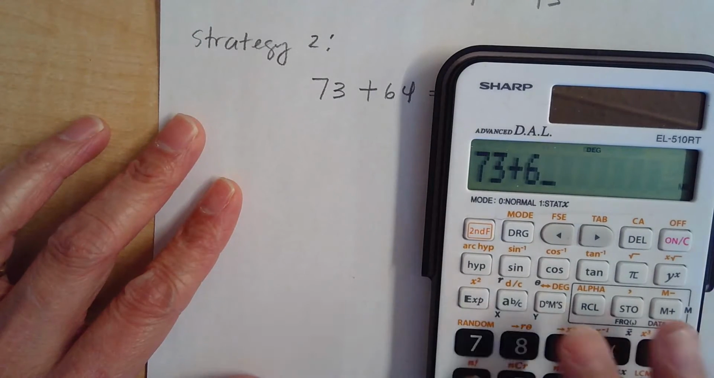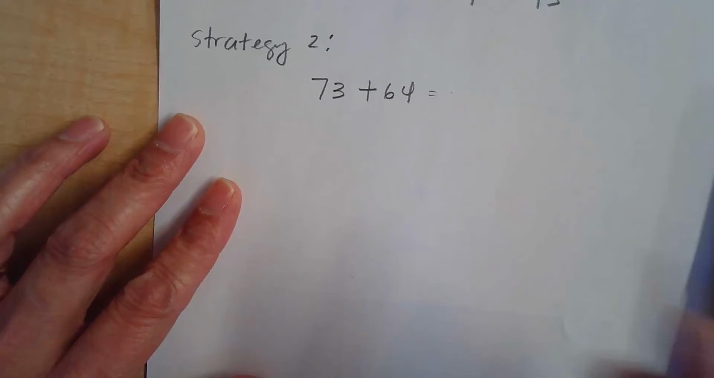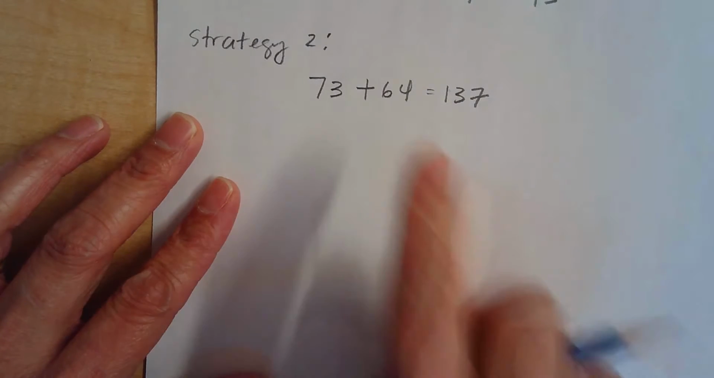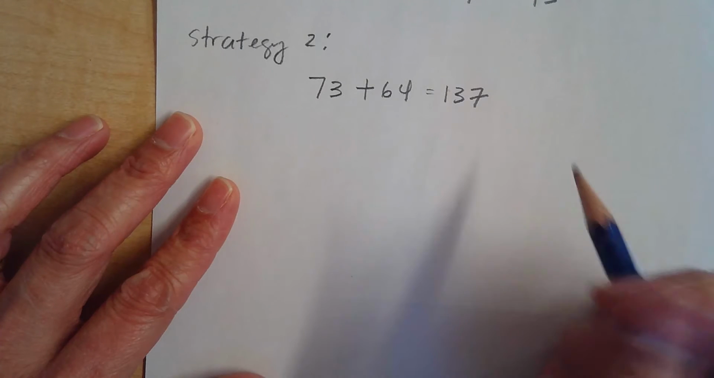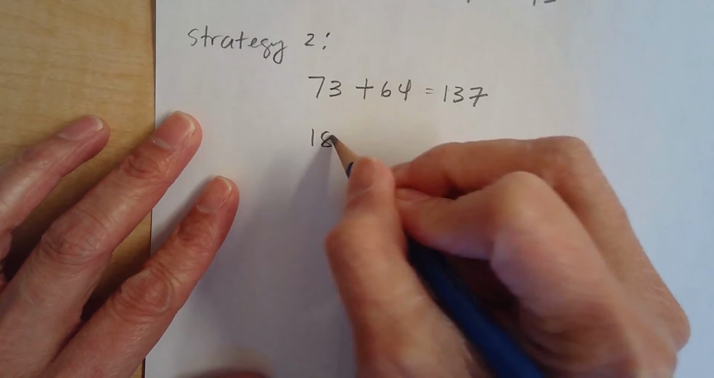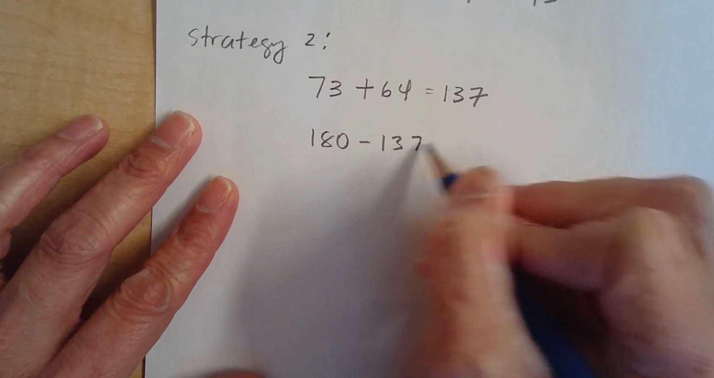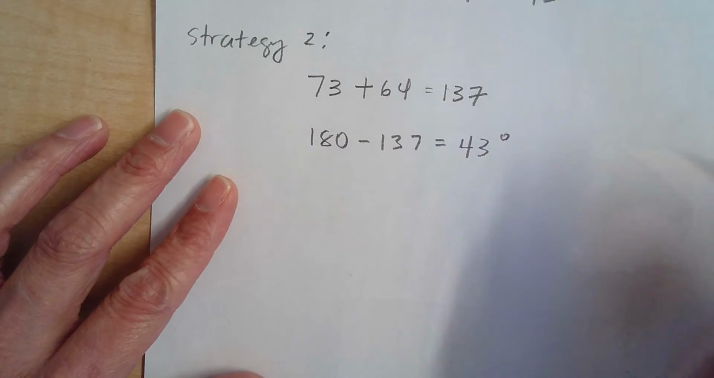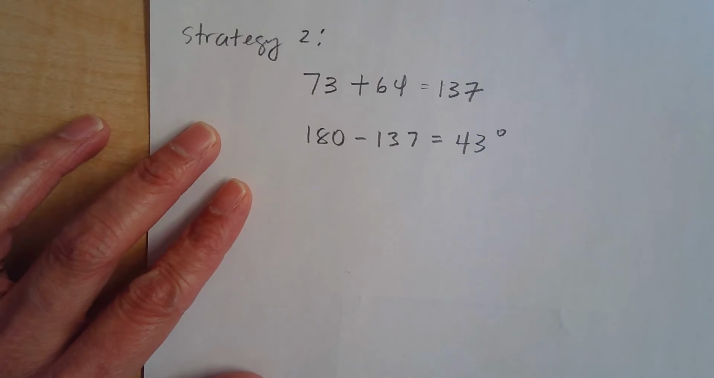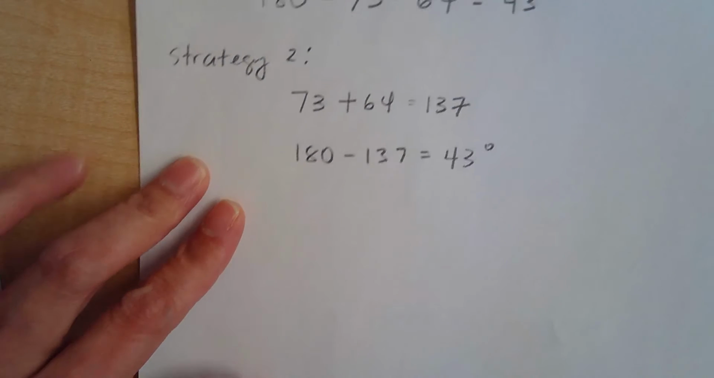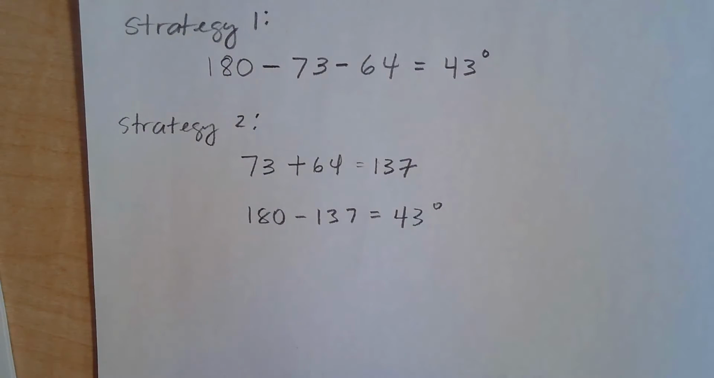It's 137. Okay, so far I have 137, and then you take away 180, so take it away from 180, and that's also 43 degrees. Okay. Is that good? That's pretty awesome. We got two different ways of doing things.